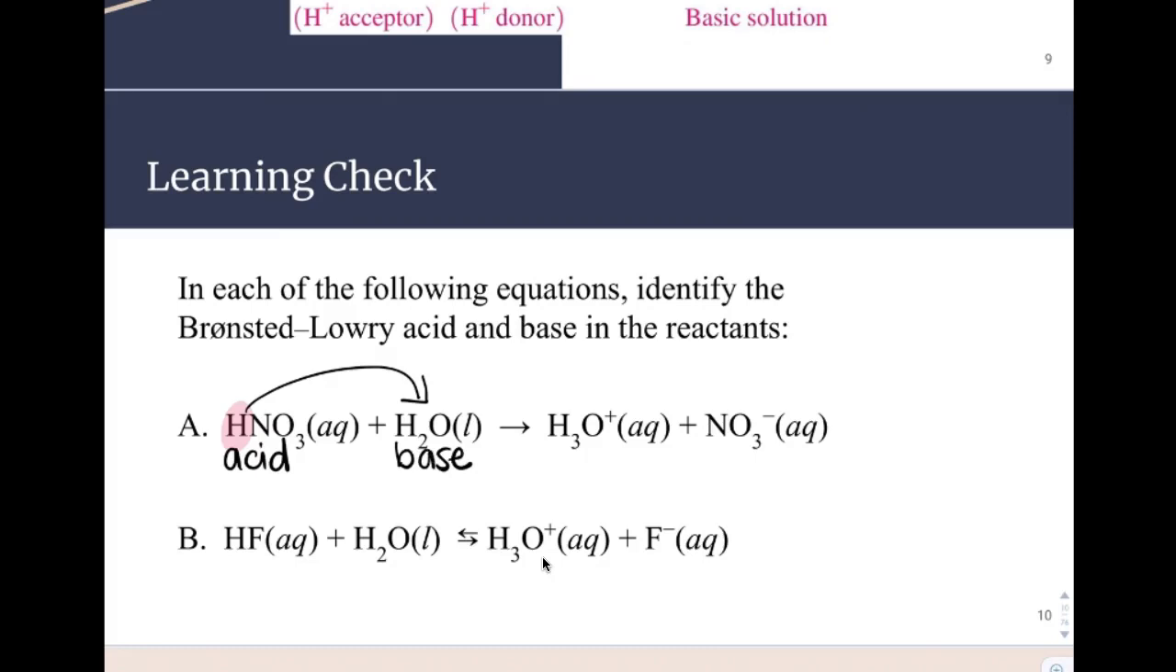And you can tell by looking here, HNO3 turns into NO3. So nitric acid turns into nitrate. If we look here, hydrofluoric acid reacts with water. The hydrogen is being given to the water to make hydronium and the fluoride ion. So this is the acid, and this is the base.